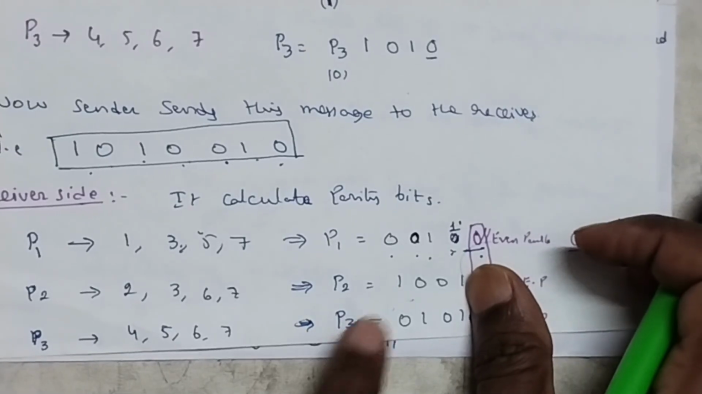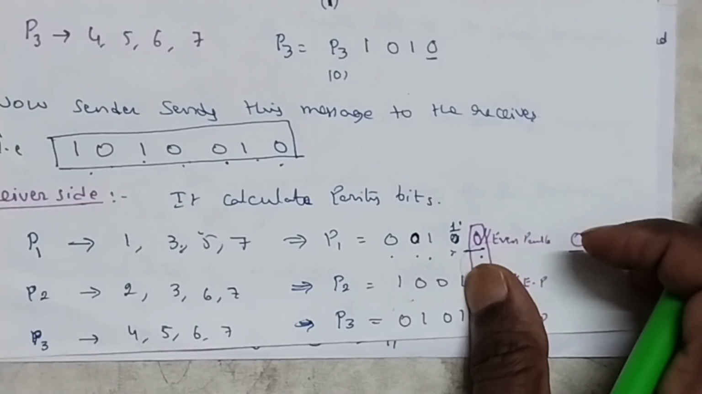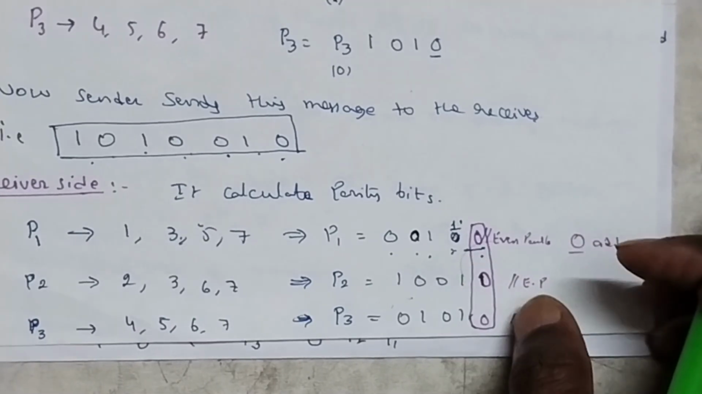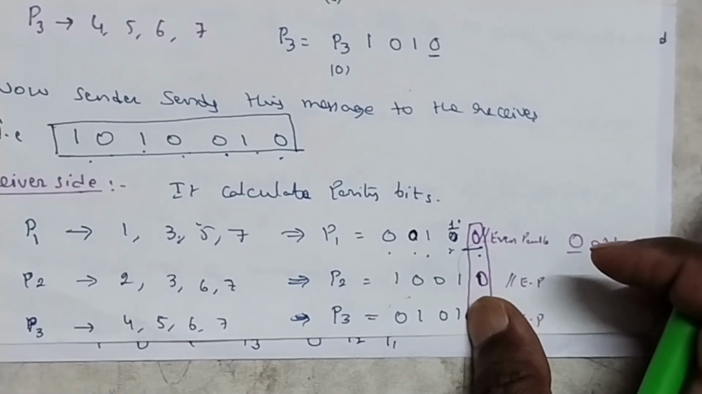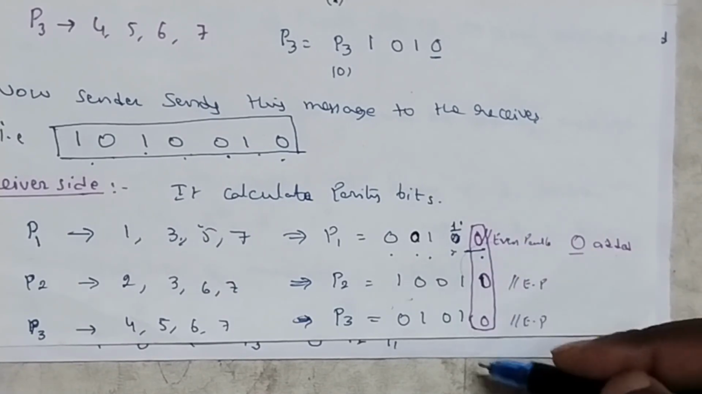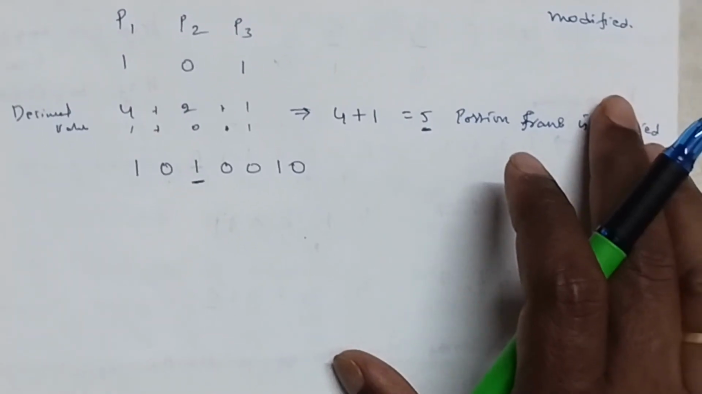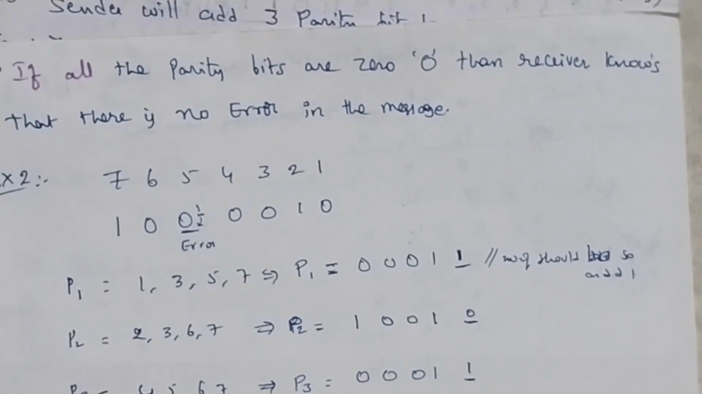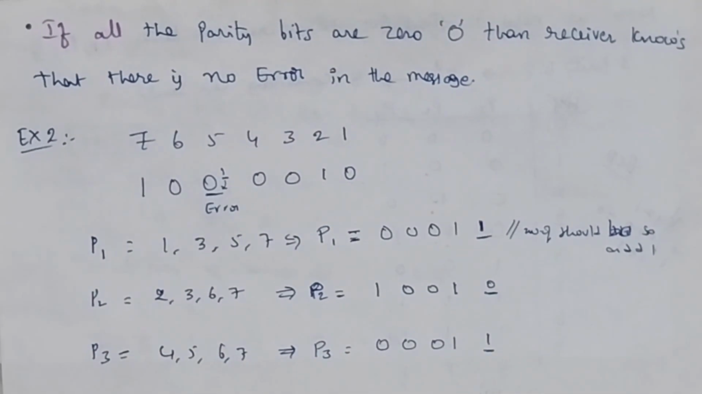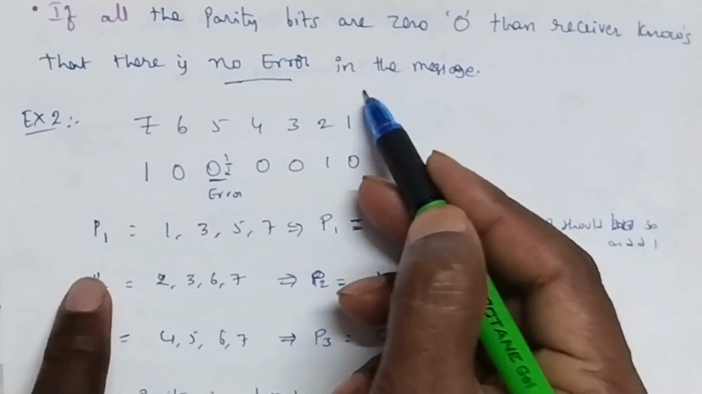And what about here? The number of ones is 2. What value do we require to make it even parity? No, 0. No need of 1. So it is 0. And for P3, also 2 ones, so the number of ones required is 0. So now compare this. All three parities are zeros. Then you can say no error has occurred. If the parity bits are all zeros, we can say that no error has occurred in the message.